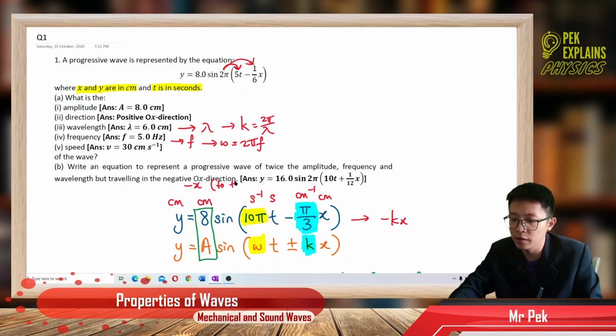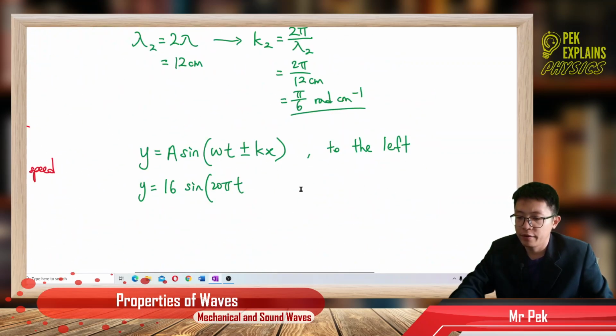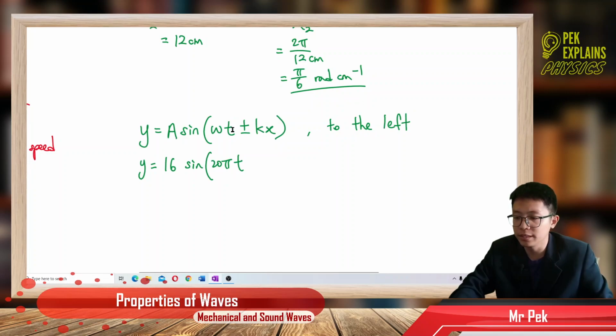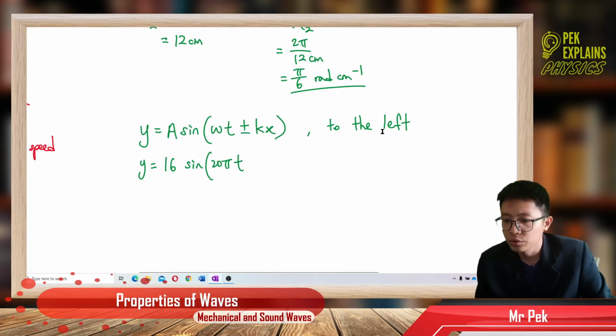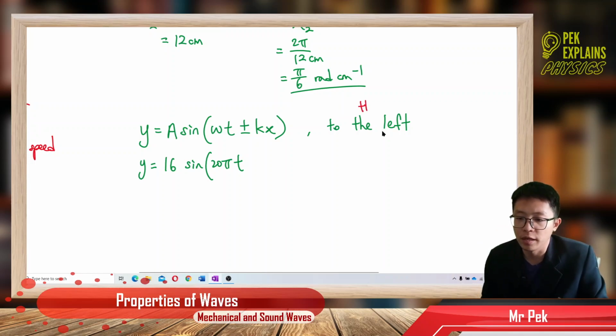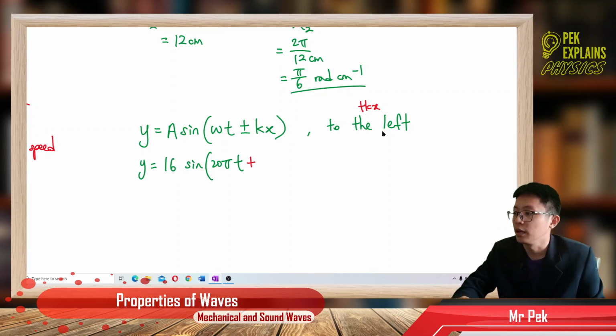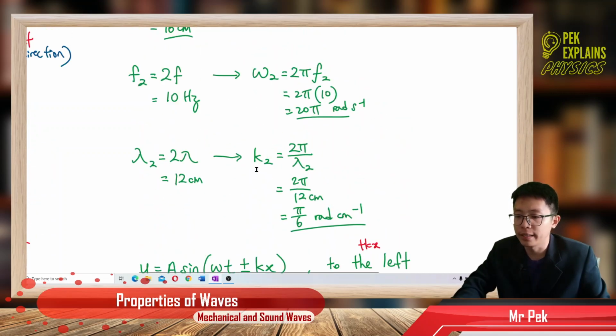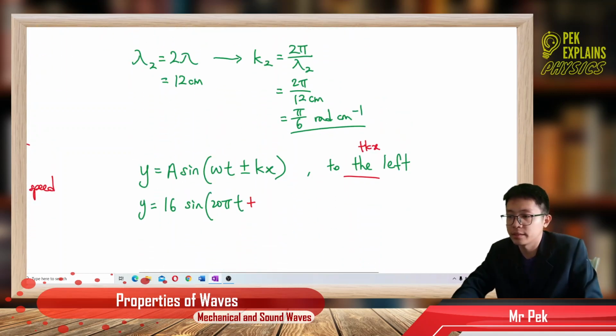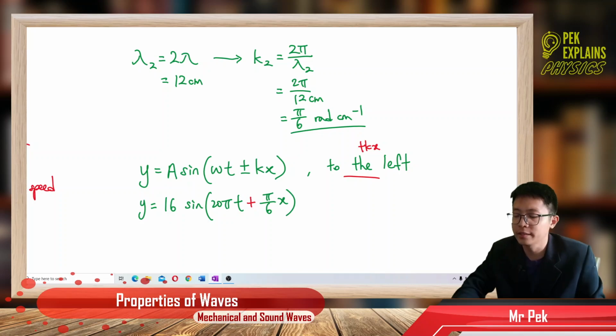Negative X means to the left. Okay, the wave is traveling to the left. So the sign you need to put for the left is positive kx. To the left is positive kx, so this one you put positive. Now what is my k? My k is pi over 6, so pi over 6 x. That's it.